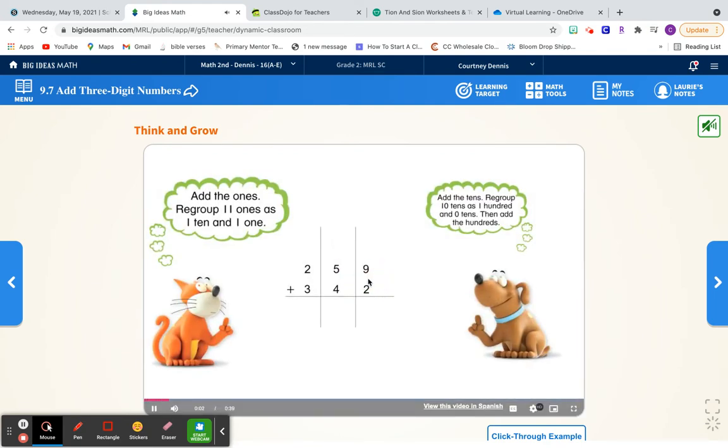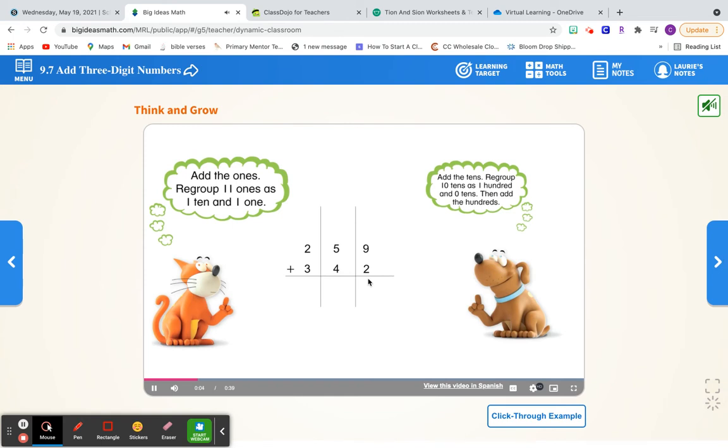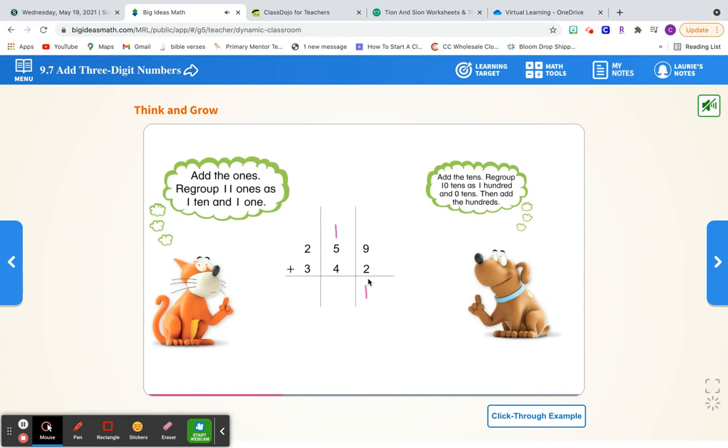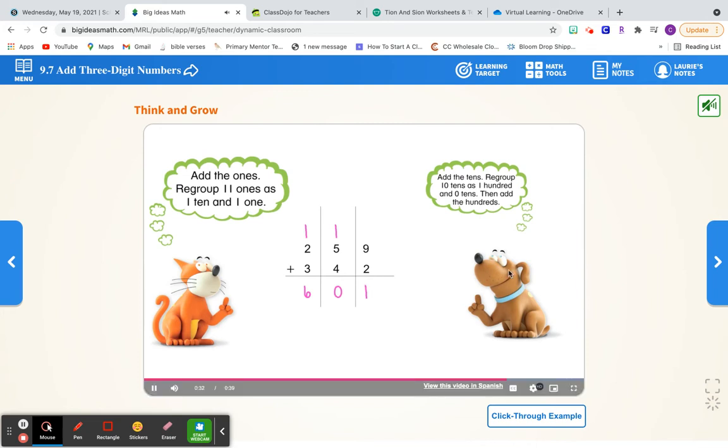Add to find the sum. Add the ones. 9 plus 2 equals 11. Regroup 11 ones as 1 ten and 1 one. Add the tens. 5 plus 4 plus 1 equals 10. Regroup 10 tens as 1 hundred and 0 tens. Then add the hundreds. 2 plus 3 plus 1 equals 6. So 259 plus 342 equals 601.